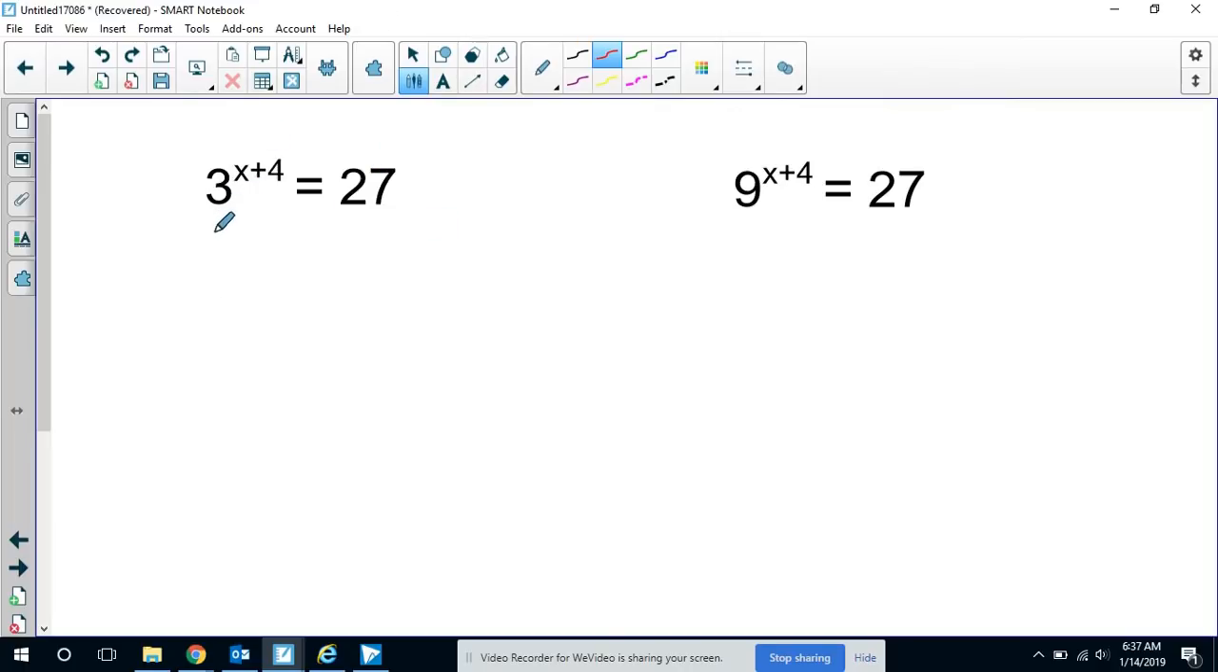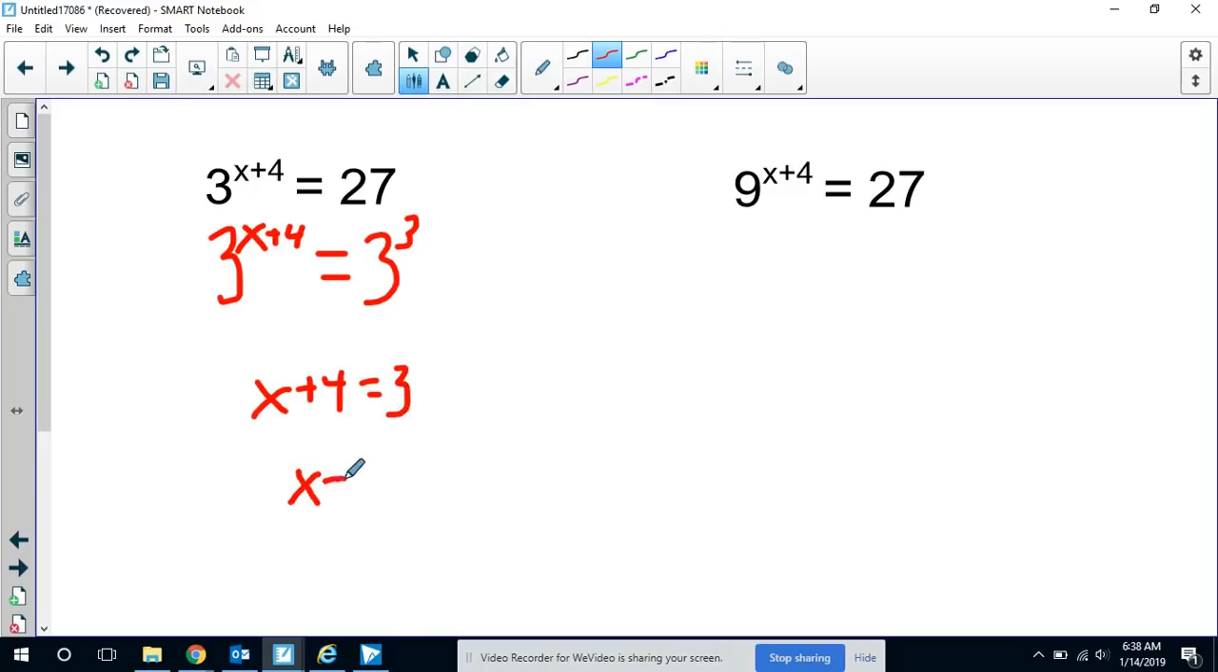Now, these are problems that we did on Friday. So if I have 3 to the x plus 4 equals 27, I can rewrite 27 as 3 cubed. So then, since the bases are the same, I can say that x plus 4 equals 3, because I can just make the exponents equal to each other, and x equals -1. Likewise, over here, I can say 3 squared to the x plus 4 equals 3 cubed.